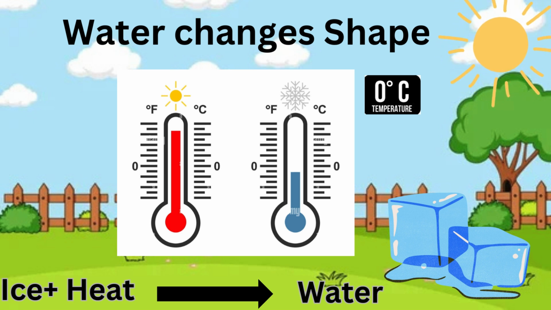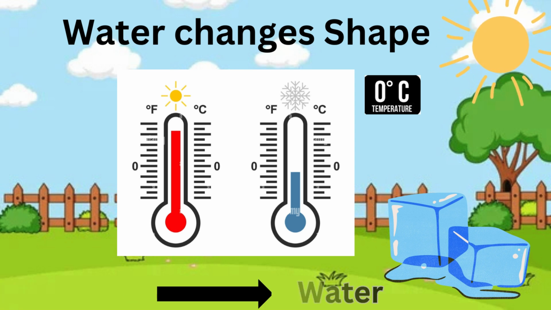Like other substances, water also melts. The temperature at which a substance melts is its melting point. This is when it changes from a solid to a liquid. The melting point of water is 0 degrees Celsius.